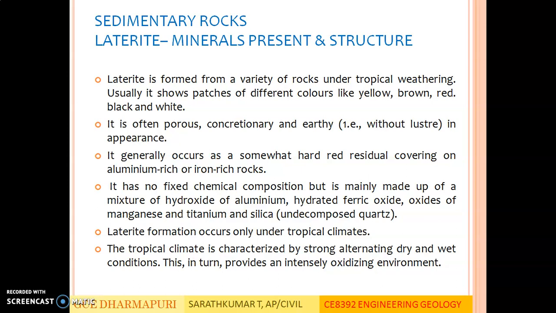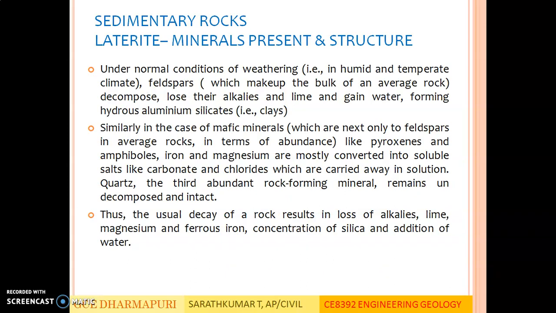Laterite formation occurs only under tropical climates. The tropical climate is characterized by strong alternating dry and wet conditions. This, in turn, provides an intensely oxidizing environment. Under normal conditions of weathering in humid and temperate regions, feldspar minerals decompose, losing their alkalis and lime and gaining water, forming hydrous aluminum silicates. We have seen earlier in the mineralogy topic, feldspar upon decaying forms clay. Clay is nothing but hydrous aluminum silicates.